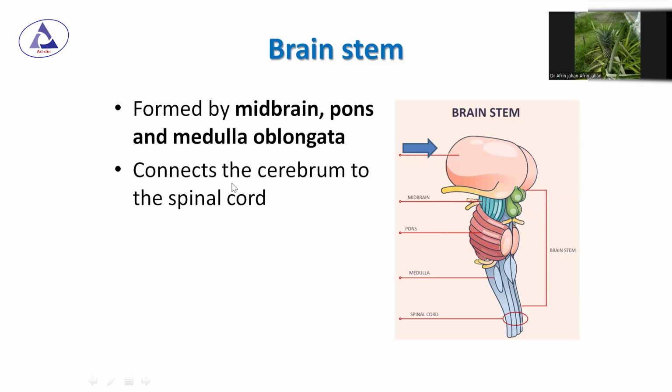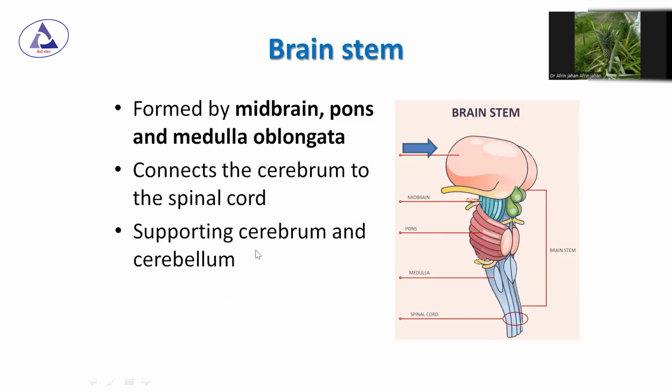Brainstem connects the cerebrum to the spinal cord. It also supports the cerebrum and cerebellum.